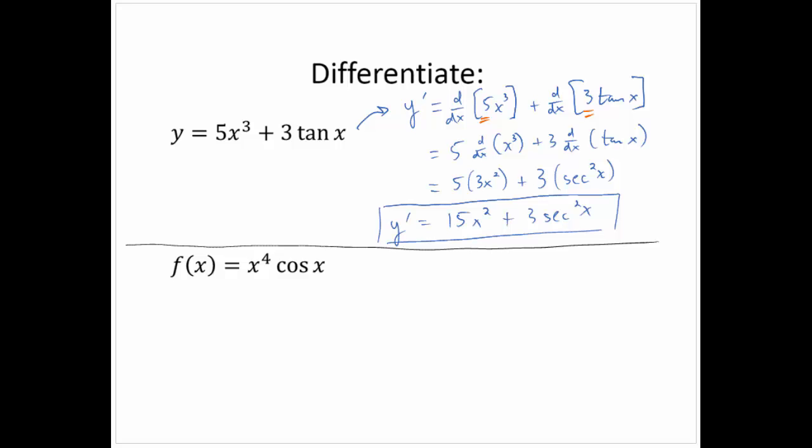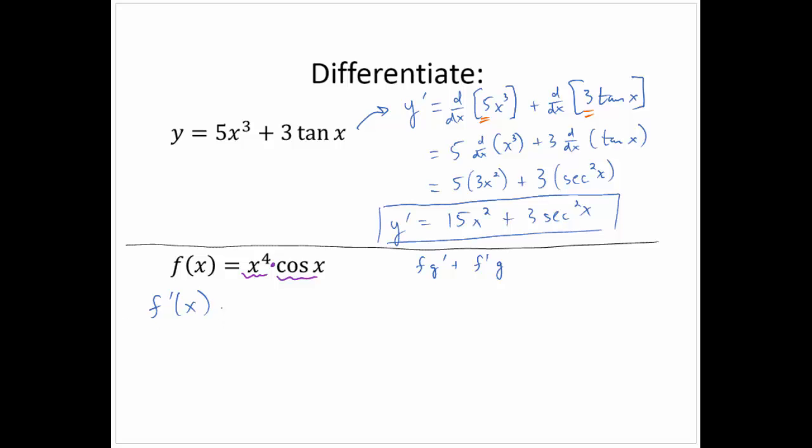f of x is equal to x to the 4th cosine x. Notice that this is a product of functions, so I will apply the product rule, with my first function being x to the 4th and my second function being cosine x. Using the product rule, that's f g prime plus f prime g. That's the way I think of it, so that's the way I'm going to write it.